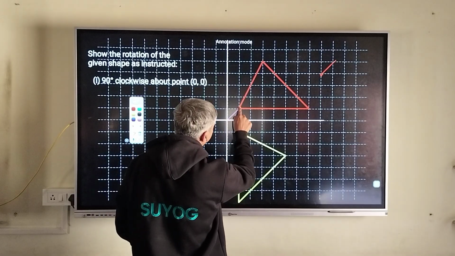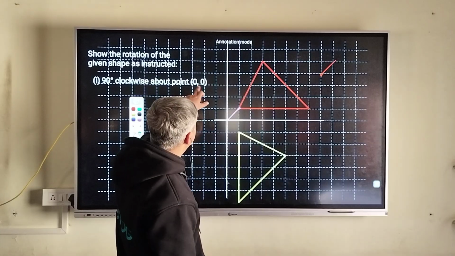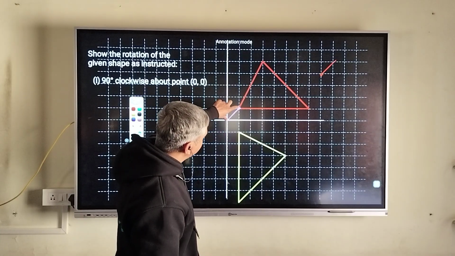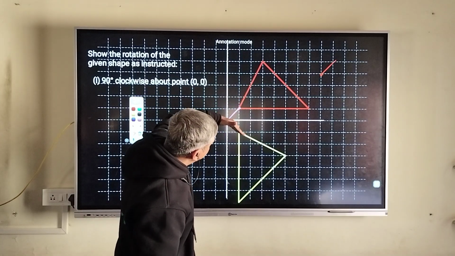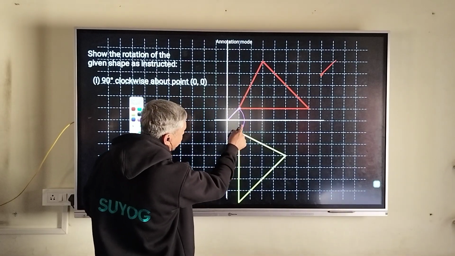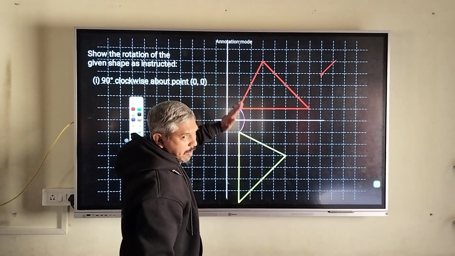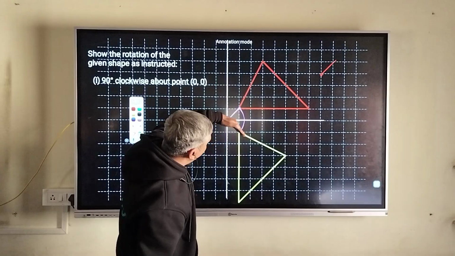From here, I will join this dot. So this point is connected to (0, 0). This is the reference point from (0, 0). Now this point has to be rotated by 90 degrees. So we'll draw an arc of the same radius, so the point is equidistant, but the arc must be rotated through 90 degrees.